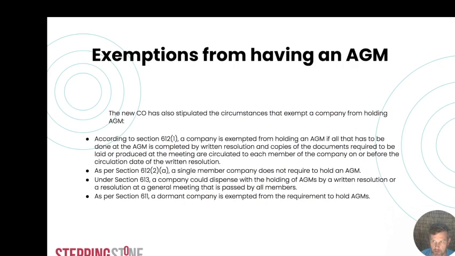This is of great use if you have small numbers of shareholders, kind of 2 or 3, and they're geographically displaced. A single member company, so one with only one shareholder, does not require to hold an AGM, but does need to acknowledge that fact, and it's good to have that minuted. You can dispense with the AGM by a written resolution or a resolution at a general meeting that's passed by all members. If that's the case, you still need to circulate everything that's required. So shareholders have to get the accounts every year. That's the critical thing. And then lastly, a dormant company is also exempted from the requirements to hold AGMs. Dormancy requires a filing, and the filing is from that date.